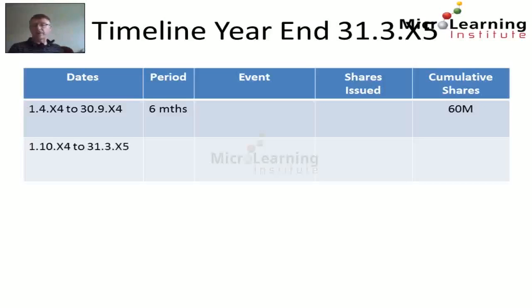Now, from the 1st of the 10th X4 to the 31st of the 3rd X5, an additional 6 months, we had a rights issue, a 2-for-5 rights issue. A 2-for-5 rights issue with 60 million shares already in circulation resulted in an additional 24 million shares being issued, meaning that cumulatively we had 84 million shares in circulation from the 1st of October X4.